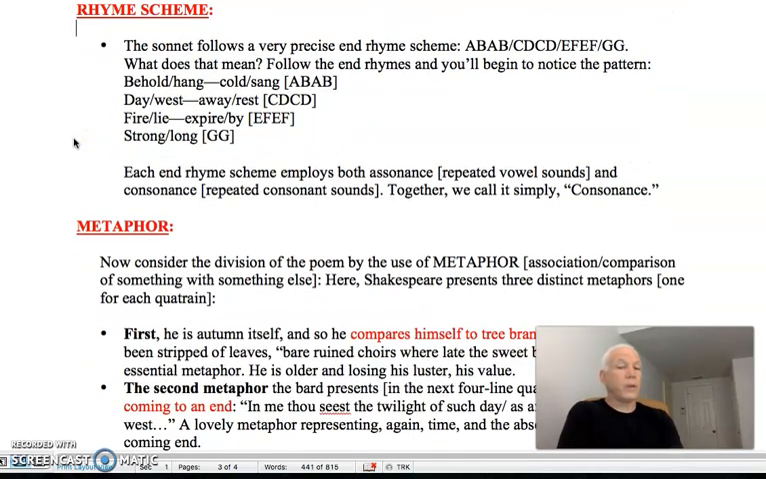Rhyme scheme. The sonnet follows a very precise end rhyme scheme. AB, AB, CD, CD, EF, EF, GG. What does that mean? Well, follow the end rhymes and you'll begin to notice the pattern. Behold, hang, cold, sang, A, B, A, B. Day, west, away, rest, CD, CD. Fire, lie, expire, by, EF, EF. Strong, long, GG. Each end rhyme employs both assonance, repeated vowel sounds, and consonance, repeated consonant sounds. Together, we call it simply consonance.